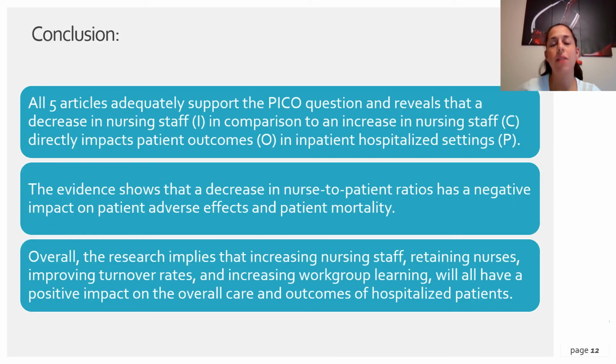In conclusion, the 5 articles do support the PICO question and show evidence that a decrease in nurse-to-patient ratios has a negative impact on patient adverse effects and patient mortality. Overall, the research implies that increasing nursing staff, retaining nurses, improving turnover rates, and increasing work group learning will all have positive impact on overall care and outcomes of hospitalized patients.